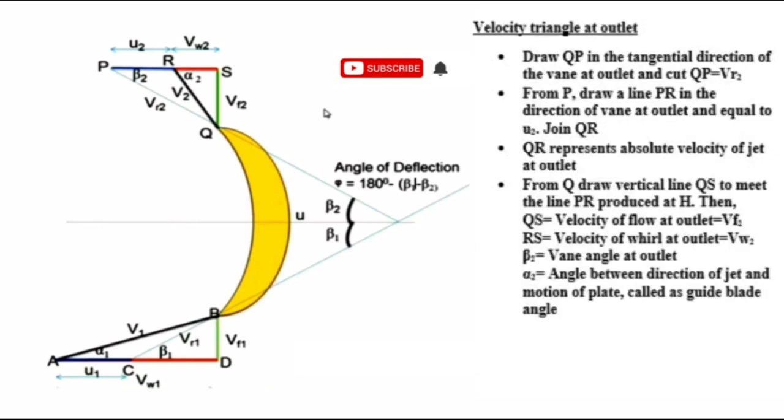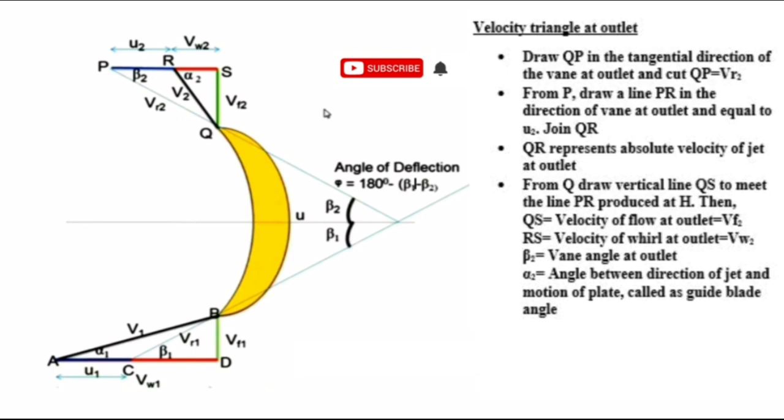Moving to the outlet triangle, first draw line QP in the tangential direction of the vane at outlet, and cut it such that QP is equal to Vr2, the relative velocity at outlet. From P, draw a line PR in the direction of the vane at outlet, equal to U2, the velocity of the plate at outlet. Now join QR. QR is the velocity of jet at outlet, that is V2.